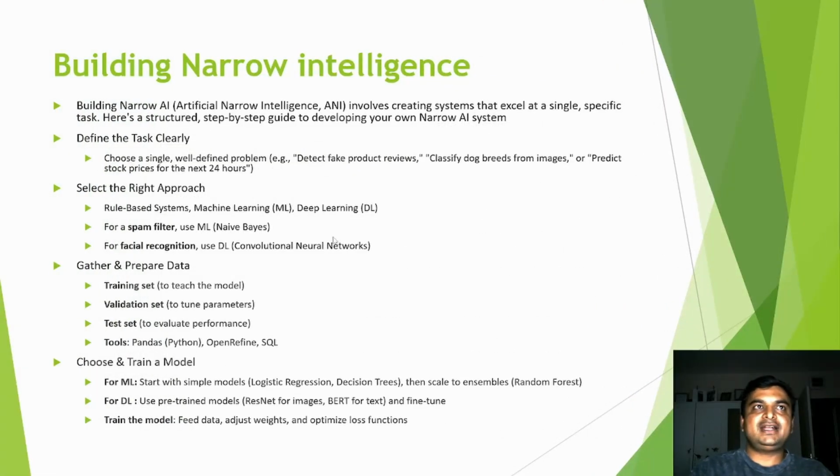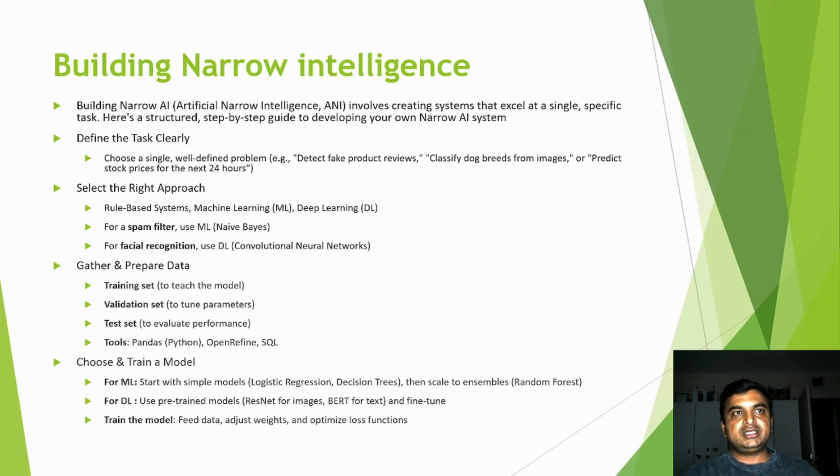So let's look at building narrow intelligence. From previous slides, one thing is very clear. Narrow intelligence systems are good at one task. So our first and foremost approach is to define the task clearly. Imagine if you want a robot to tell the difference between cats and dogs in a picture, or help you detect fake product reviews. You should be very clear about one job it will do.